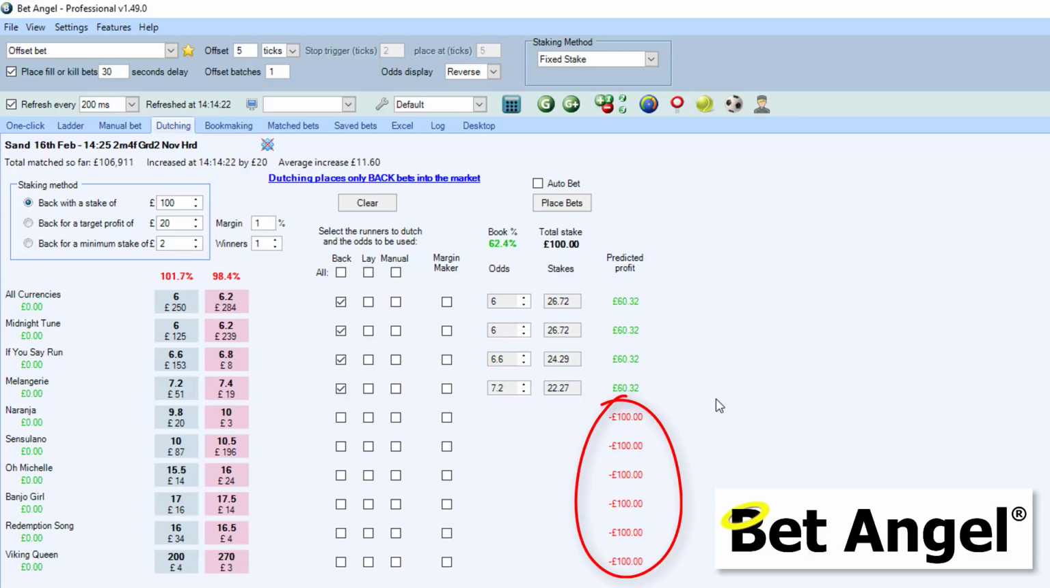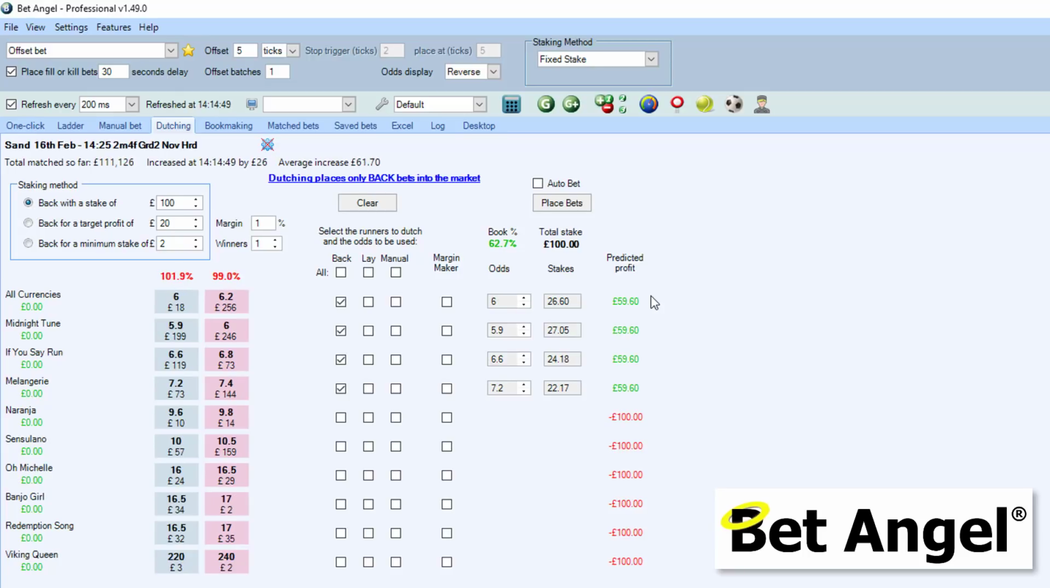So Dutching is a way of covering a range of selections, and the way that it does that is it basically adds up those four runners. You can see that creates a 61% book. We're using a stake of £100 and therefore we'll lose 100 if any of those other runners go on to win, but we make 60 if the front four go on to win. So that's Dutching at its most basic level.